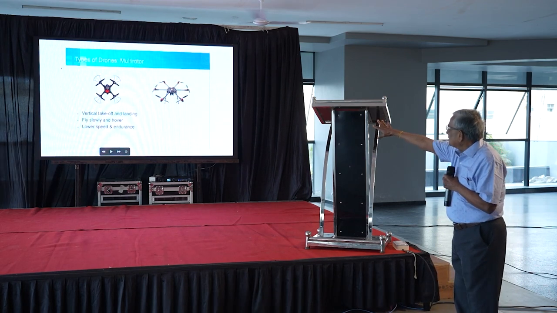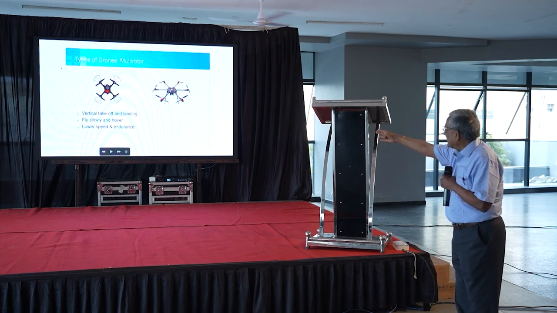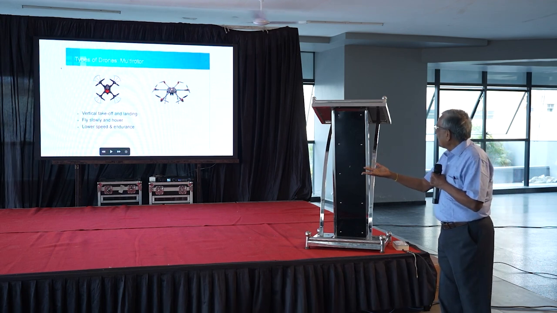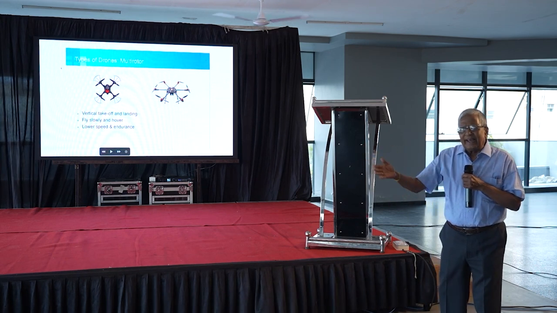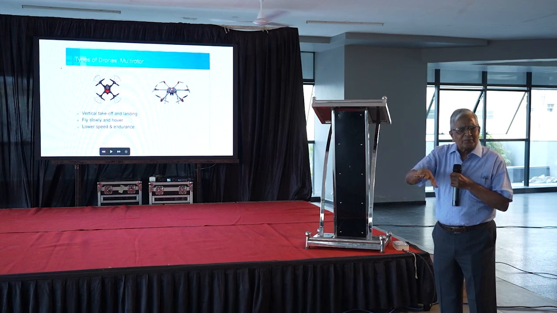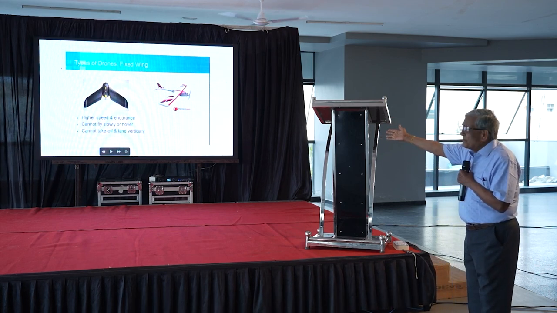There are different types of drones. With vertical takeoff and landing, they fly slower and lower. These are the multi-rotor drones. They start from 4, and can go to 6, 8, 10. These may be the right kind of things we need. Then you have fixed wing drones.